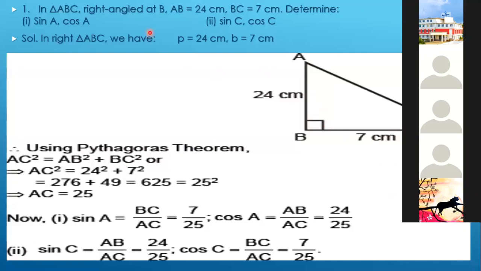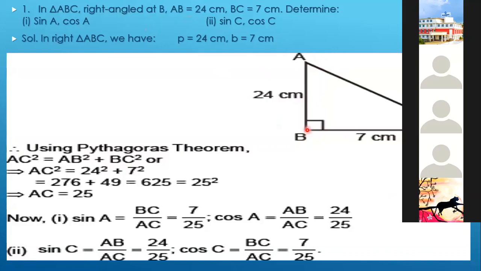Okay, here in triangle ABC, right angle at B, they did not give the figure. We have to draw the figure. In triangle ABC, right angle at B, AB is equal to 24, BC is equal to 7. So two side values they gave. We need all three sides to find out sin A, cos A, sin C, cos C.